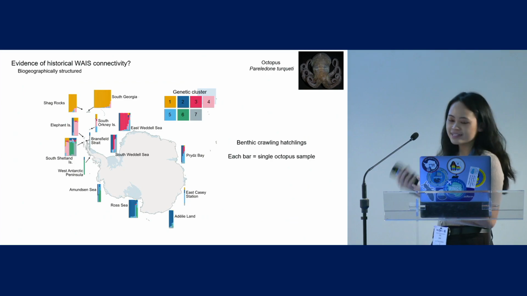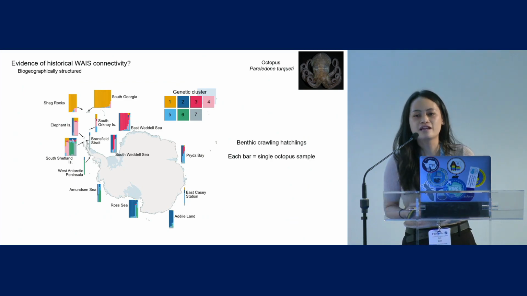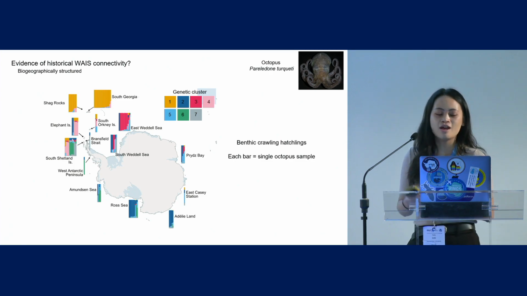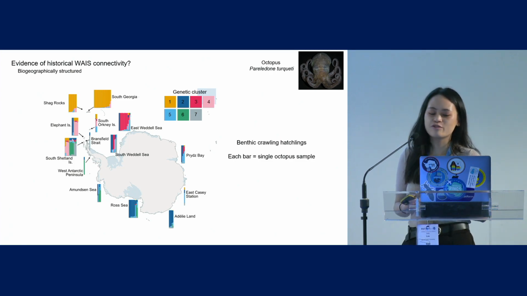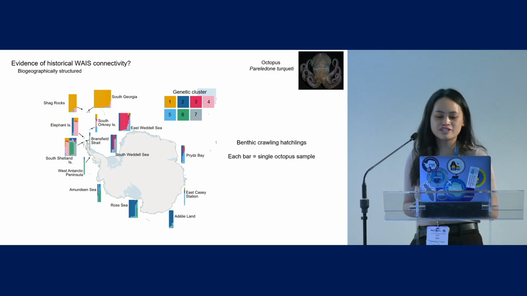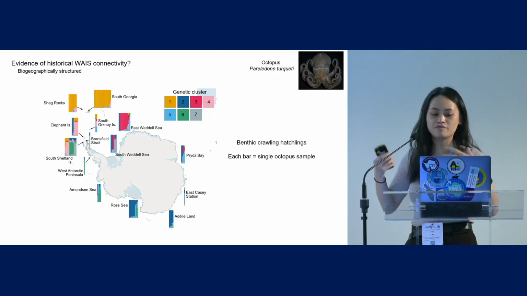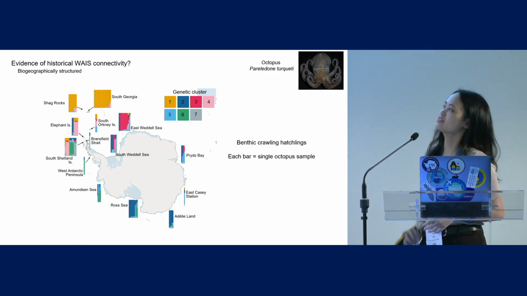So this Antarctic octopus has a circumpolar distribution, and over 32 years, we gathered octopus samples all around Antarctica. We analyzed its population structure, and we found that this octopus has 7 genetic clusters across the Southern Ocean. So on the map here, we have the graph of their population structure chopped up and presented spatially.